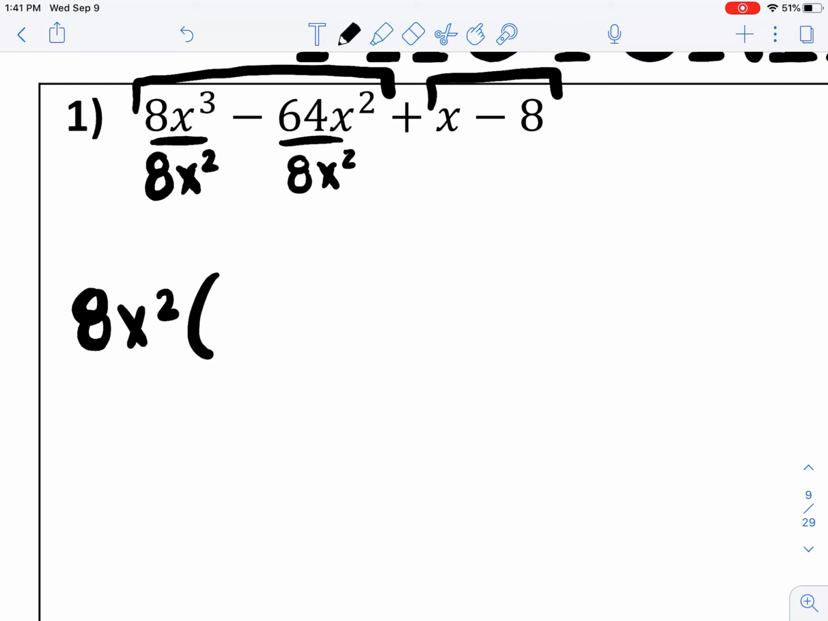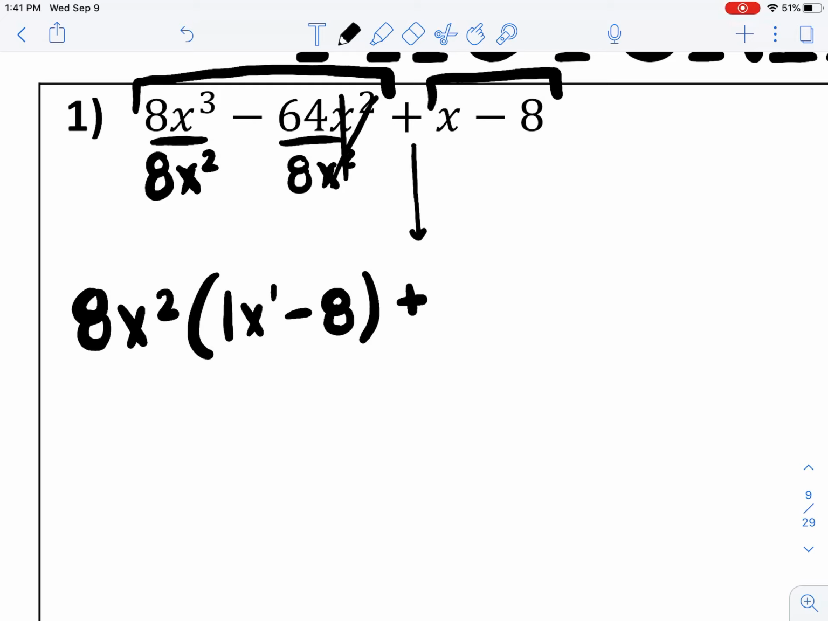8 divided by 8 is 1. X to the third divided by x squared is x to the first. Remember, you're subtracting your exponents. Minus 64 divided by 8 is 8. And the x squareds can cancel each other out. Bring down the sign in the middle of your groups.